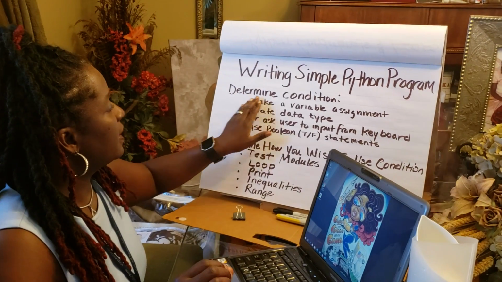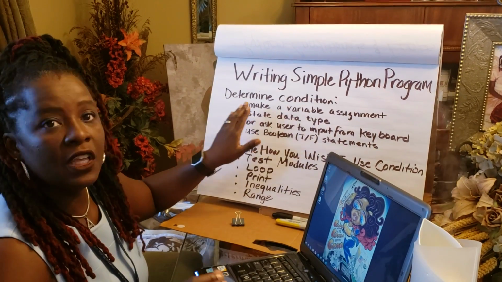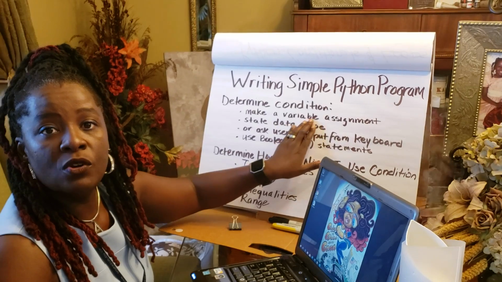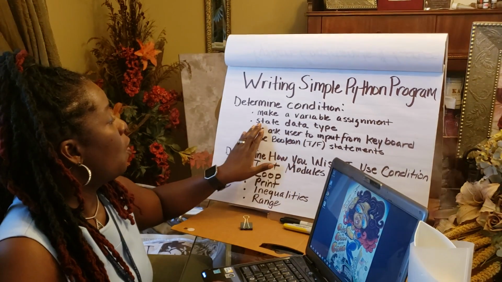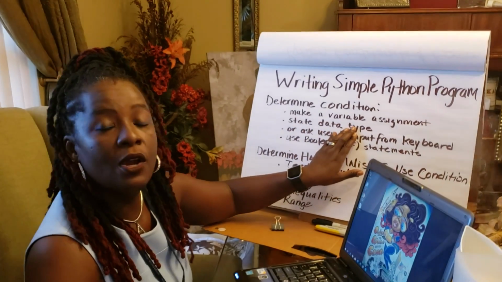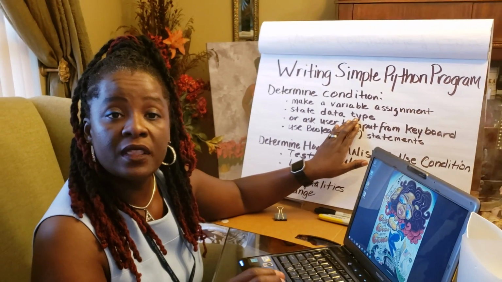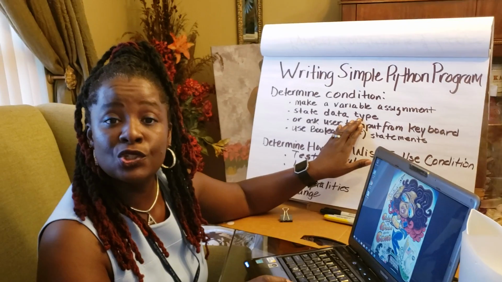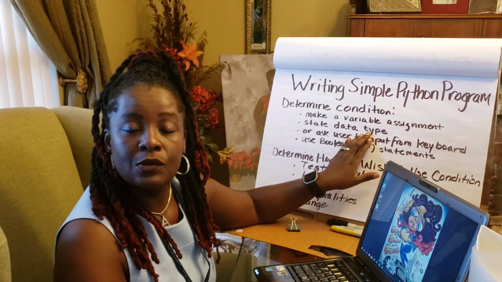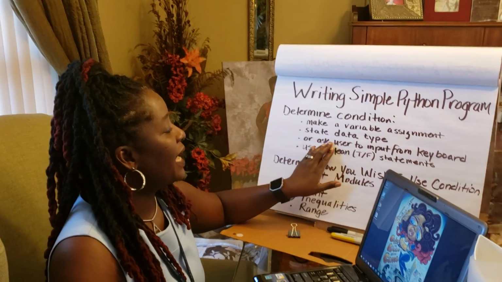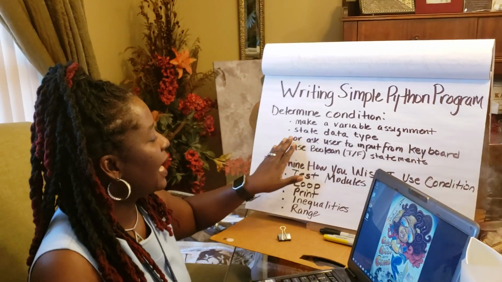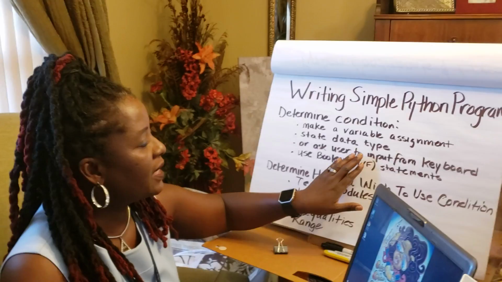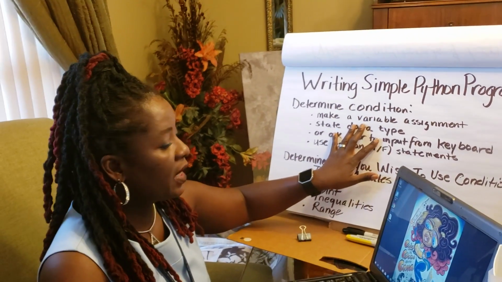So when you determine conditions, the first thing you can do is make a variable assignment, which is like saying A is equal to 3, B is equal to 4. Or you can state the data type, where you say, I want this number that I just declared to be an integer or a decimal. Or you can ask the user to input from the keyboard. That's exactly where we're going. We're going to do all of these three instructions.